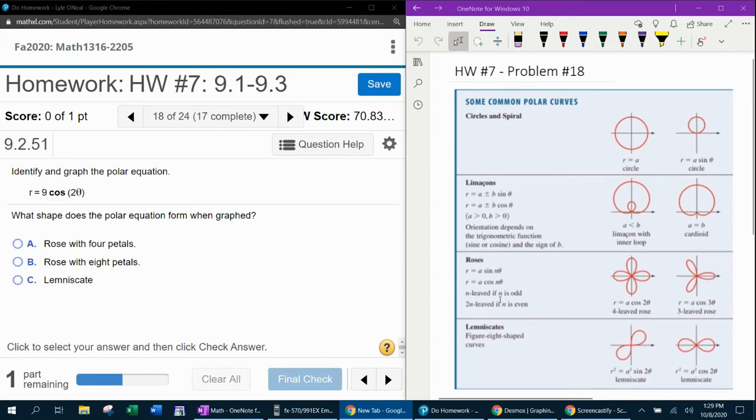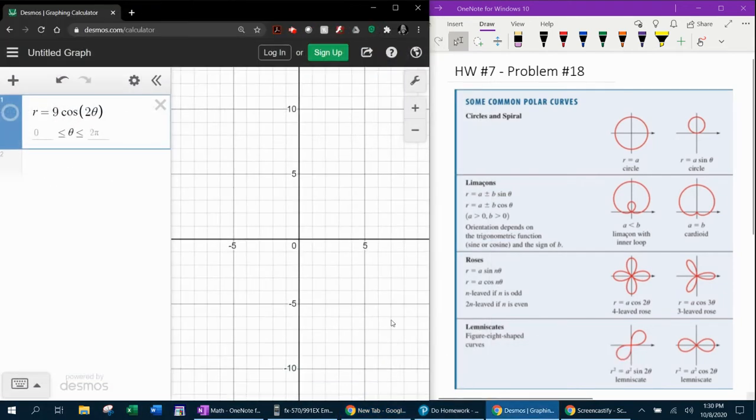N leaves if n is odd, and twice as many leaves if n is even. So our n is even, so there should be twice as many petals. 2 times 2 is 4, so this is going to be like a 4-petal flower, a 4-petal rose. And let's go to Desmos and check that.